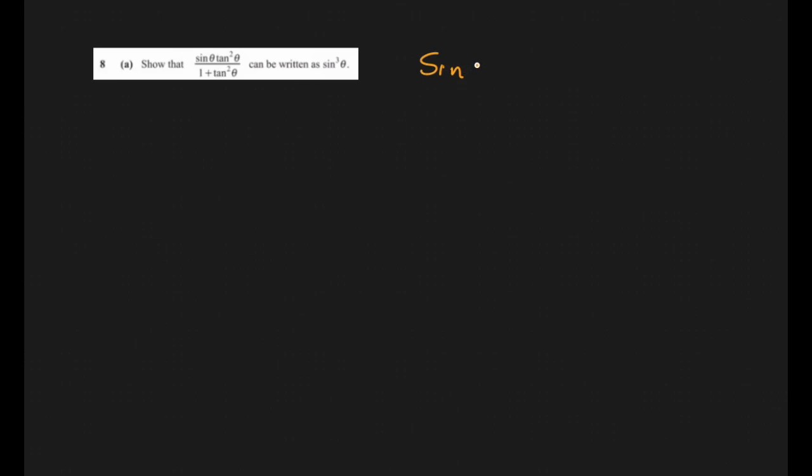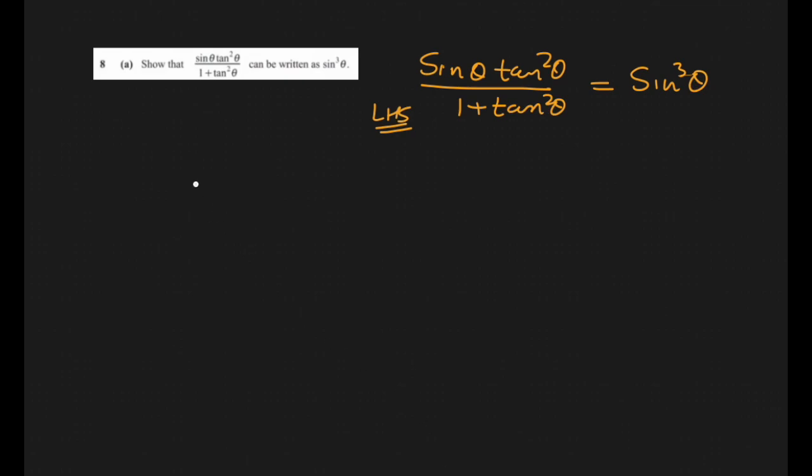Question number 8, A part says show that this can be written as sine cube theta. So what they're asking us to prove is that sine theta tan square theta over 1 plus tan square theta is the same as sine cube theta. So this is LHS. I will focus on LHS to get RHS. Okay. So can I convert tan square into sine square over cos square?